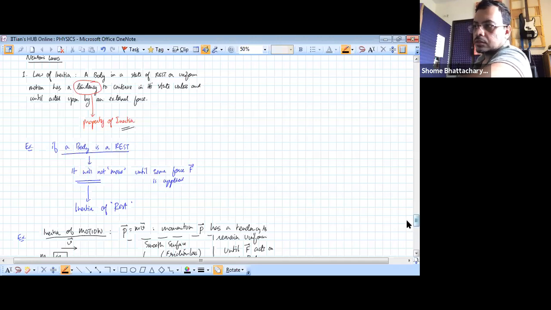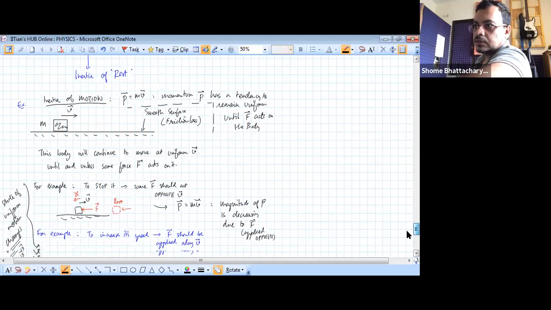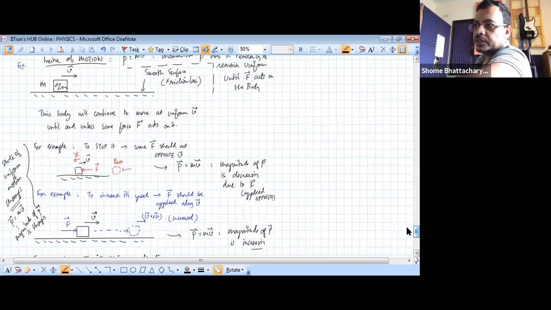Okay. So now make sure you understand these three examples, the inertia of motion examples. In one case, I'm decreasing the momentum by applying the force in the opposite direction. In the other case, I'm increasing the magnitude of momentum by applying the force parallel to the velocity. And then we'll come to the third example again.